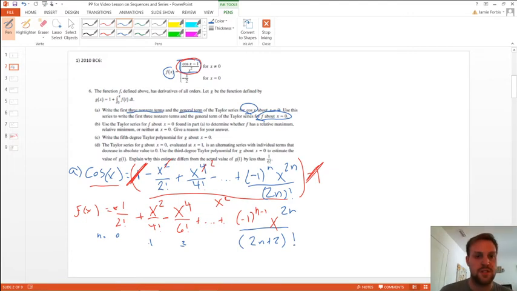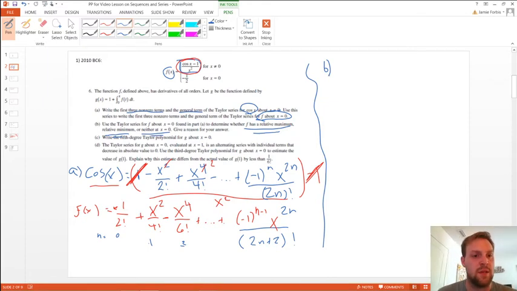What's B say? B says use the Taylor series for f about x equals 0, which I just found in part A, to determine whether f has a relative maximum, relative minimum, or neither at x equals 0, and give a reason for your answer. This is kind of a stretch for this one, and I want to make sure I can explain this pretty well. So for B, we have a max, a min, or neither.